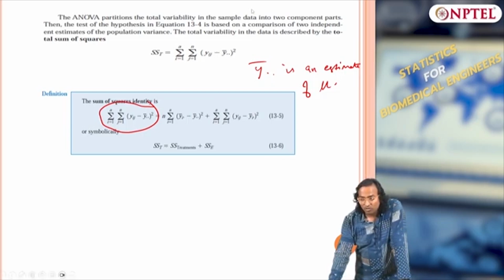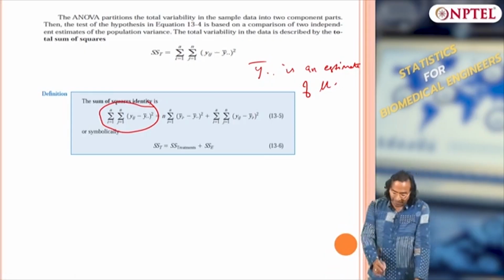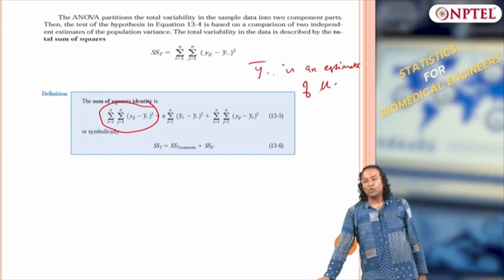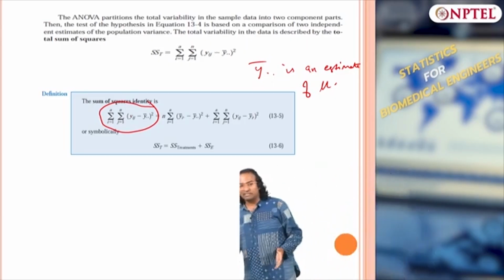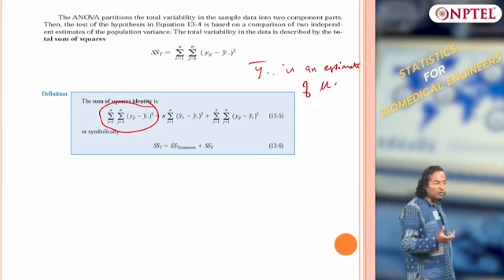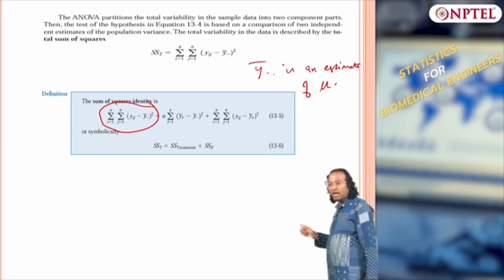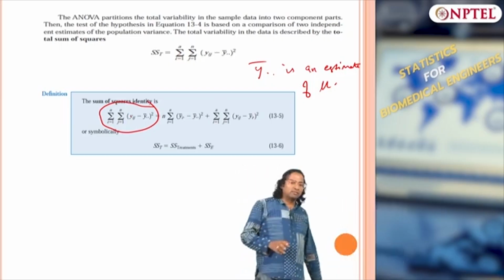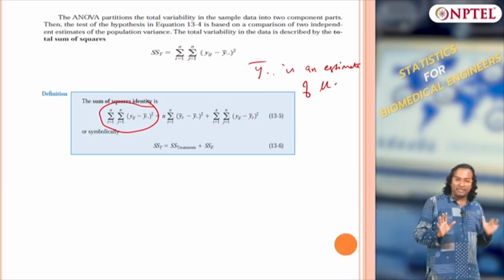mu. It is an estimate of the grand mean mu, right, and my total variance is given by yij minus y bar dot the whole square along both the axes, the ith axis and the jth axis. This is the total variation due to treatment as well as noise. I am summing it along both the axes. Agreed? This is the grand variation in the data set.